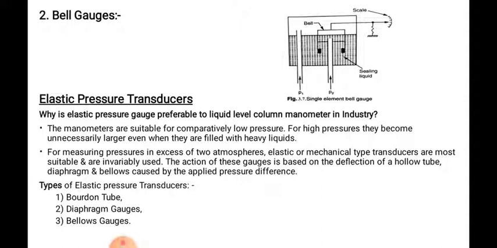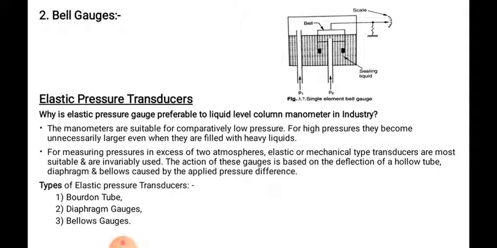Manometers are suitable for comparatively low pressure measurement. For high pressure measurement, they become unnecessarily large even when they are filled with a heavy liquid. So that's why we cannot go for the measurement of high pressure. For measuring pressures in excess of 2 atmospheres, the elastic or mechanical type transducers are most suitable.